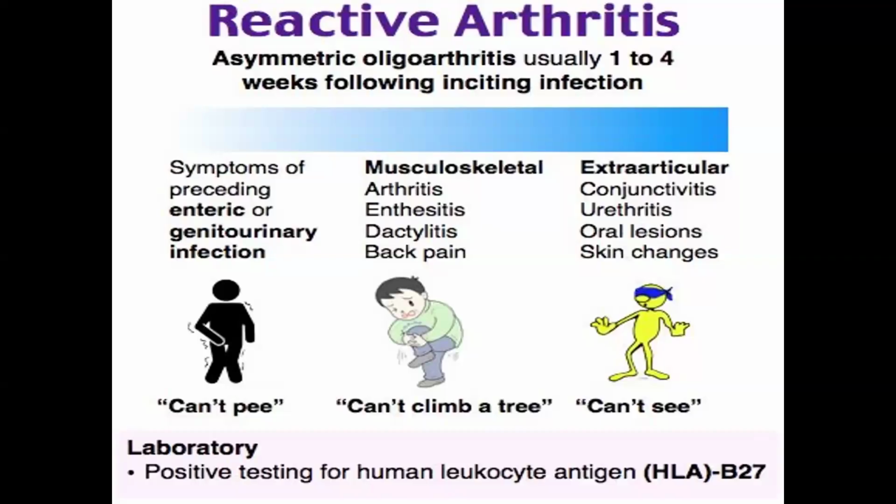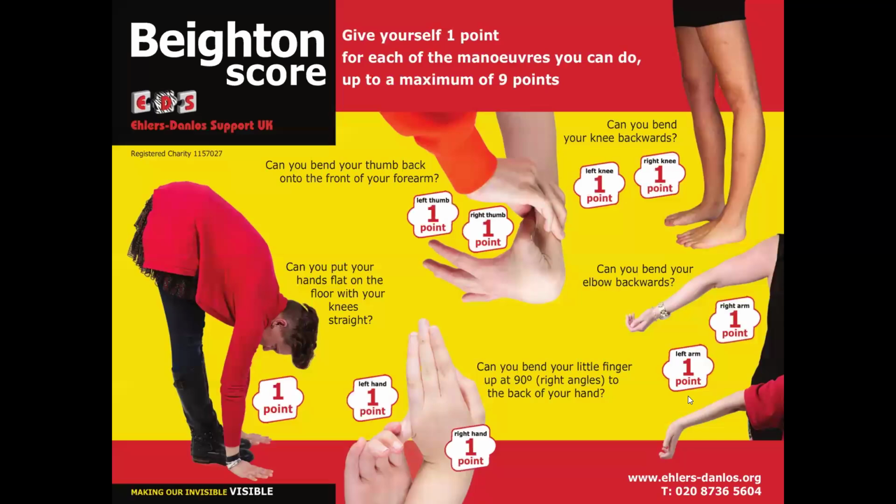Reactive arthritis is a rather rare problem. In these patients, they develop conjunctivitis, they develop arthritis, and they have also urethritis as well. And they have this mnemonic: cannot pee, cannot climb a tree, and cannot see.